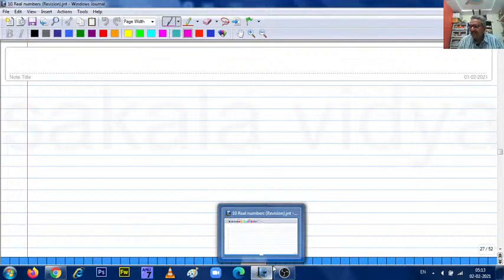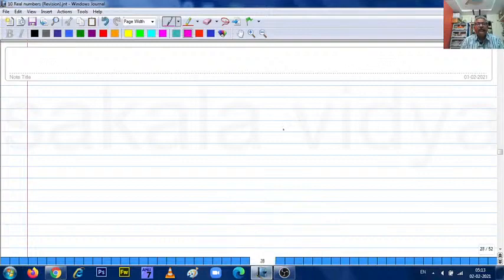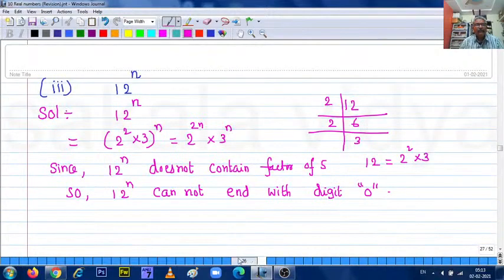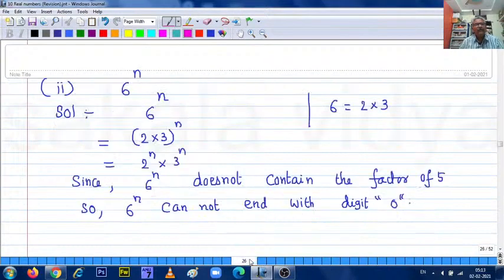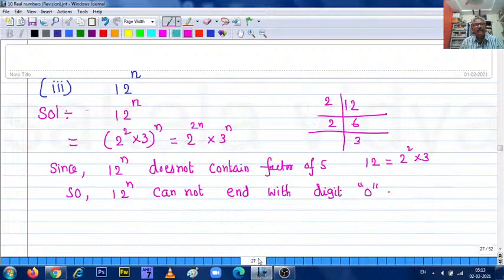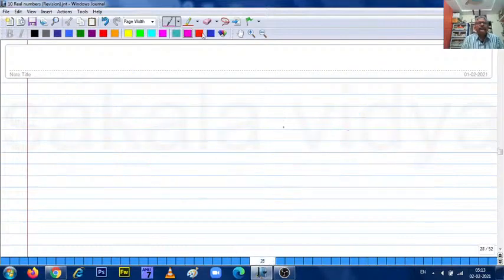So now we have been discussing revision classes. That is the first chapter, real numbers. Yesterday we had a discussion up to 12 problems. Now from 13 problems onwards we shall have a discussion. See, 13th problem.